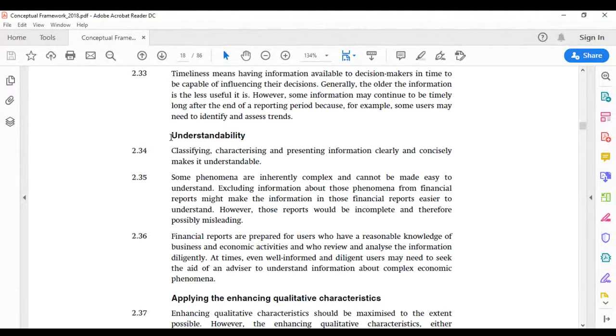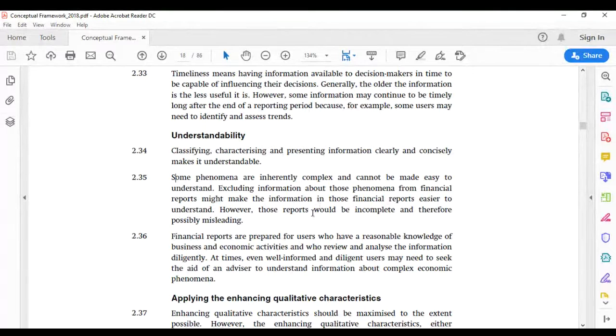Then lastly, the matter of understandability. Perhaps we can again go to the second paragraph there. They say some phenomena are inherently complex and cannot be made easy to understand. Excluding information about those phenomena from financial reports might make the information in those financial reports easier to understand. However, these reports would be incomplete and therefore possibly misleading.